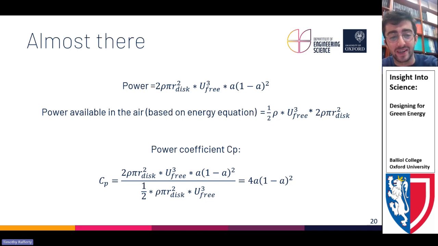And actually, really nicely, you can cancel bits out. You can cancel the areas, you can cancel the free streams, and you end up showing that the power coefficient for a wind turbine, so how efficient it is, is based purely on this A, so how it's designed. So its induction factor: it's 4A(1 minus A) squared.